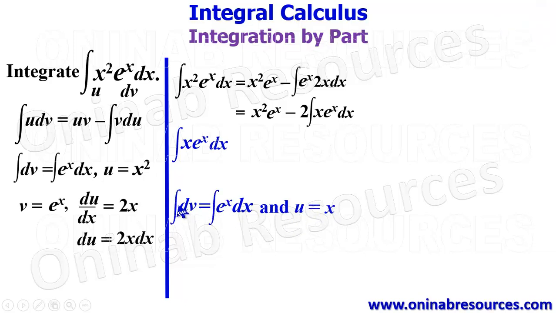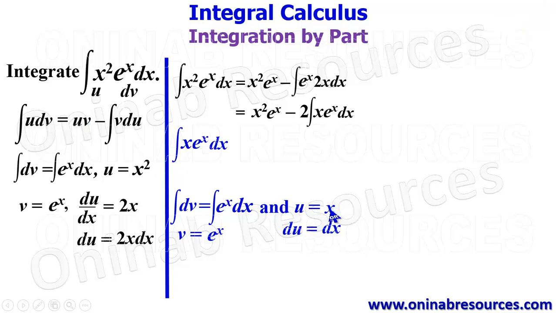Integrating the first part, the integral of dv is v. Integral of e raised to power x is e raised to power x, and since du/dx is going to give us 1, making du the subject of the formula, we now have du to be equal to dx. We then go ahead to substitute into the formula to get the integral of x e raised to power x dx.